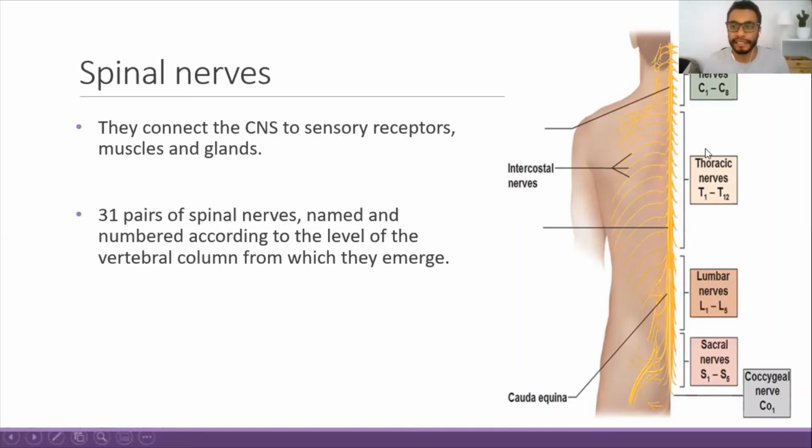And then we have the thoracic nerves. From the thoracic nerves originate the intercostal nerves that will provide innervation to the thoracic muscles. We have the lumbar nerves from L1 to L5, the sacral segments, and 1 pair of coccygeal nerves. So this is how they are named according to their segment, their numbering in the spinal cord.